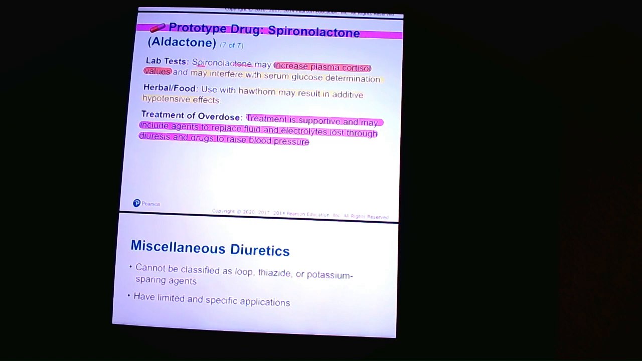Finally, we have our lab values, right? They mess with glucose again. All these diuretics mess with glucose one way or another. They either increase your glucose levels or they mess with your lab results. This one increases cortisol levels. Now, why would it increase cortisol levels compared to the other ones?